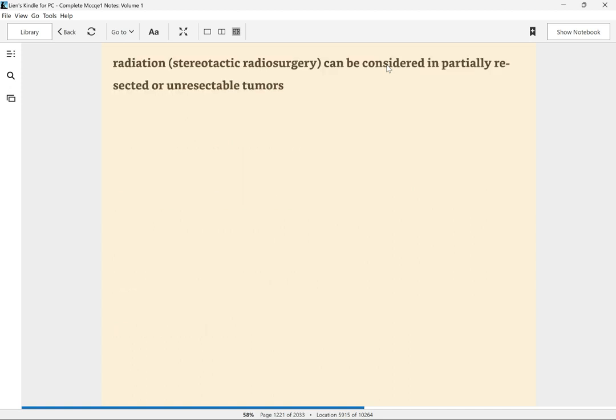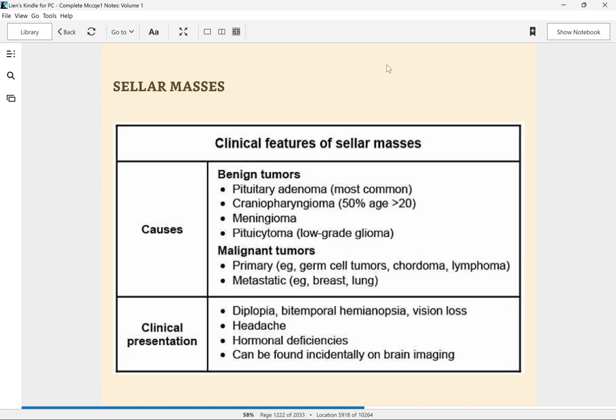Focused tumor radiation, stereotactic radiosurgery, can be considered in partially resected or unresectable tumors. Cellular masses.